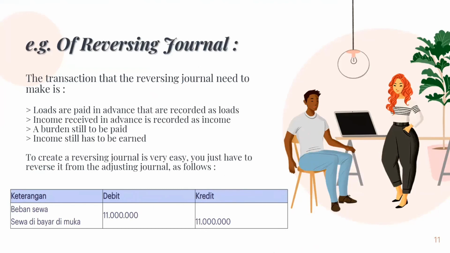The transactions that the reversing journal is made for are expenses paid in advance that are recorded as expenses, income received in advance that is recorded as income, expenses still to be paid, and the last is income still to be earned.